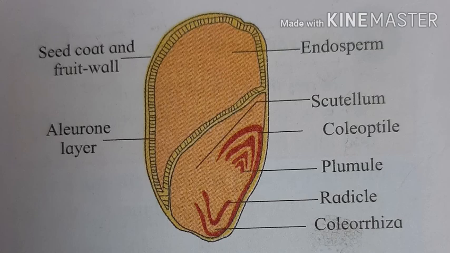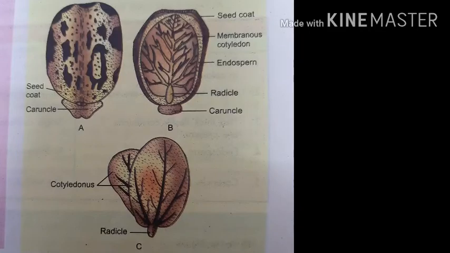In some seeds, the food reserves in the endosperm are only partially used up in the development of the embryo. Obviously, in such seeds the endosperm remains conspicuous and fills a greater part of the seed. Thus, the resultant seed is endospermic, also known as albuminous. For example, coconut, maize, and all monocotyledon seeds are endospermic or albuminous seeds.